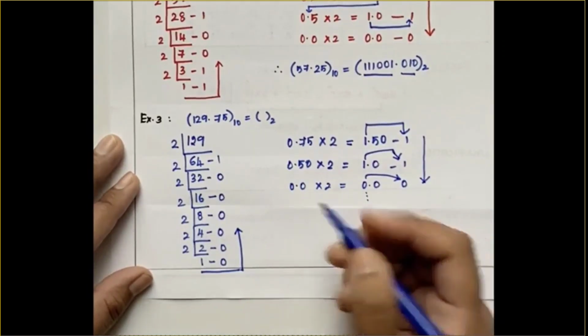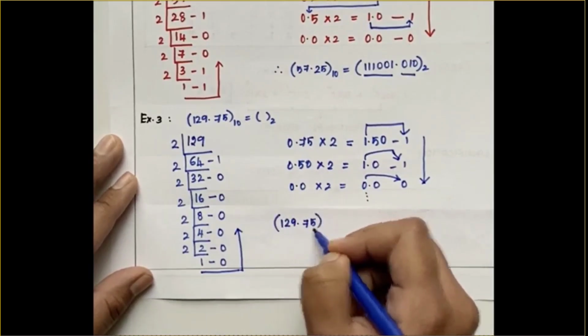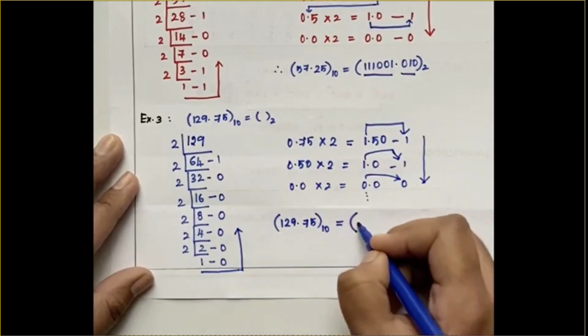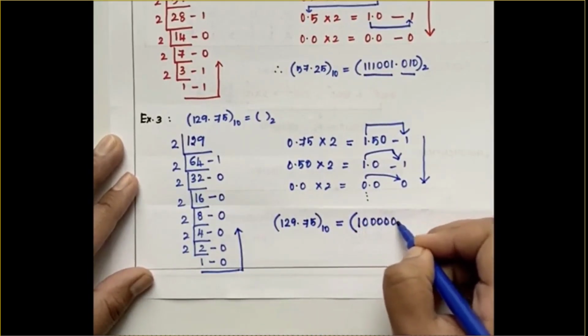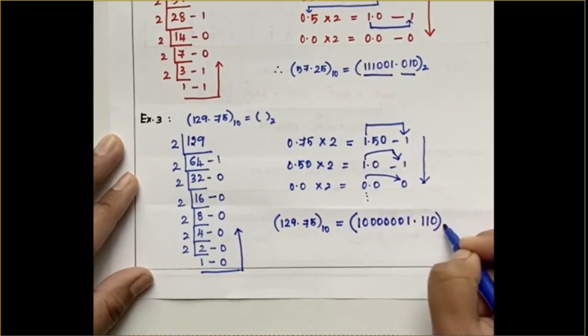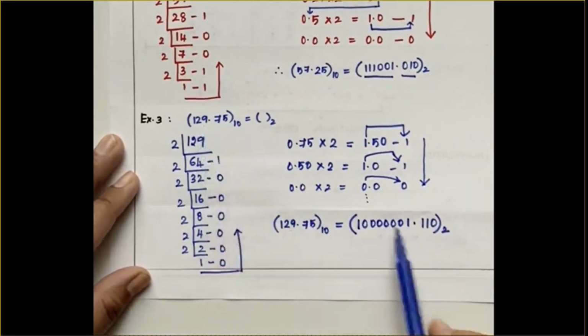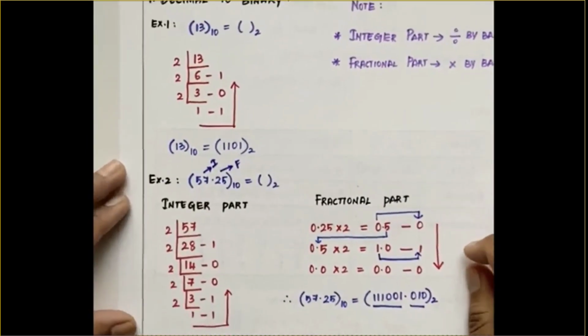So the binary equivalent for the given number 129.75 is going to be, for the integer part, 1 0 0 0 0 0 0 1, point, and here we have 1 1 and 0. So this is the equivalent representation for 129.75, the given decimal number, and this is the way we have to convert a given decimal number into its equivalent binary value.